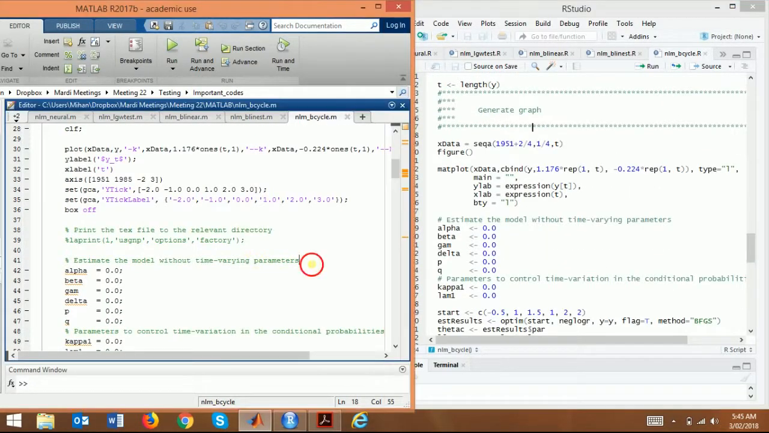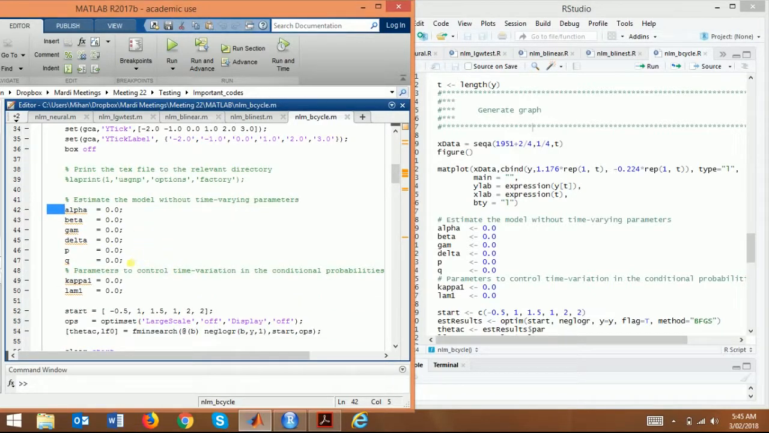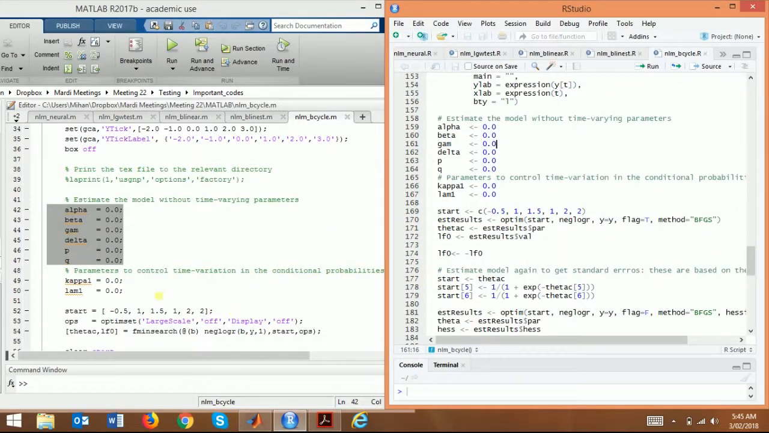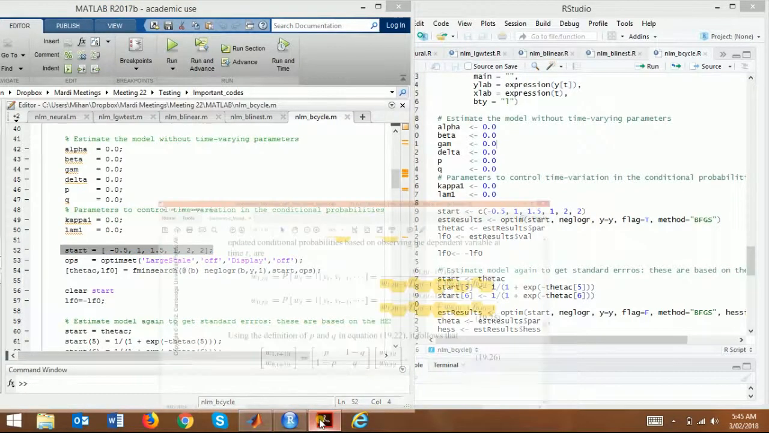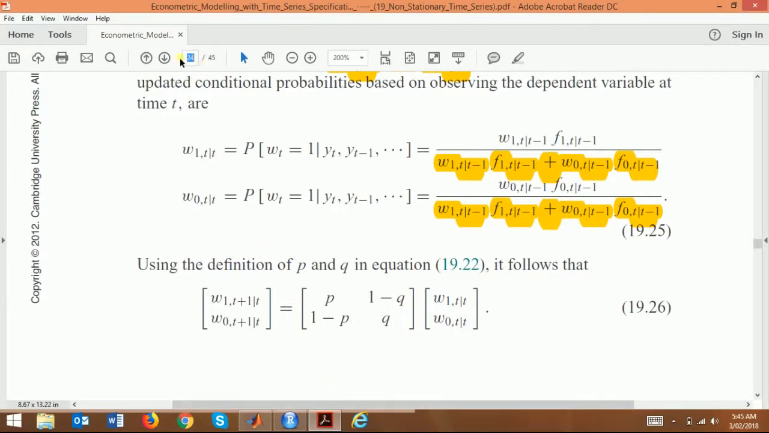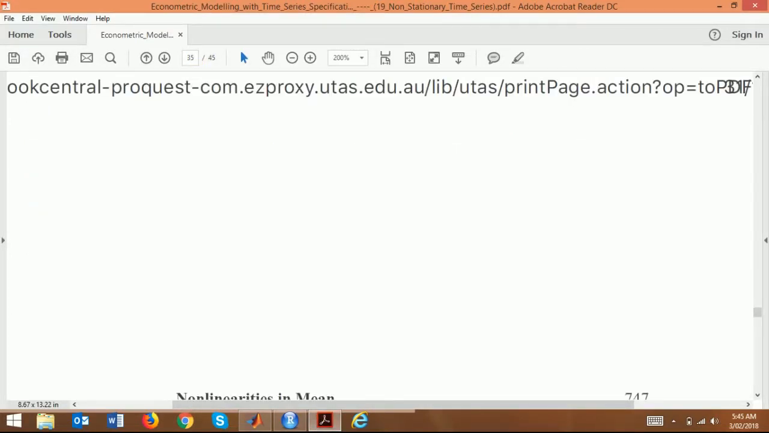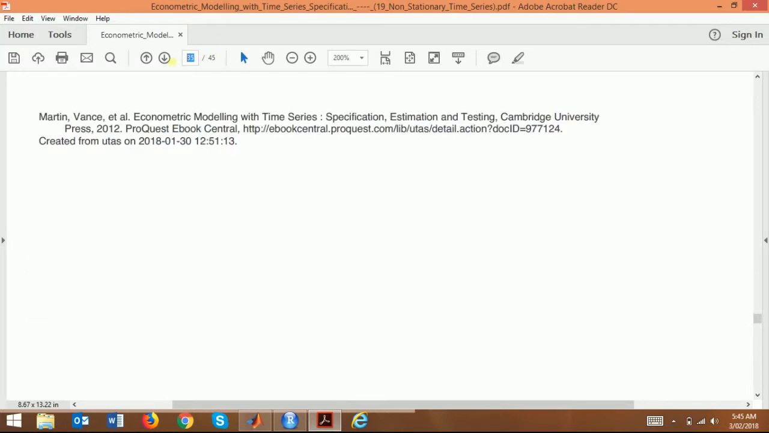Then without the time varying parameter, we first want to estimate the model without the time varying parameter. We initialize kappa and lambda to control for time variation in the conditional probability. And let's do some initialization, some initial values. We pass in some initial values, which we will understand if we go to the question itself. No, not point 40.